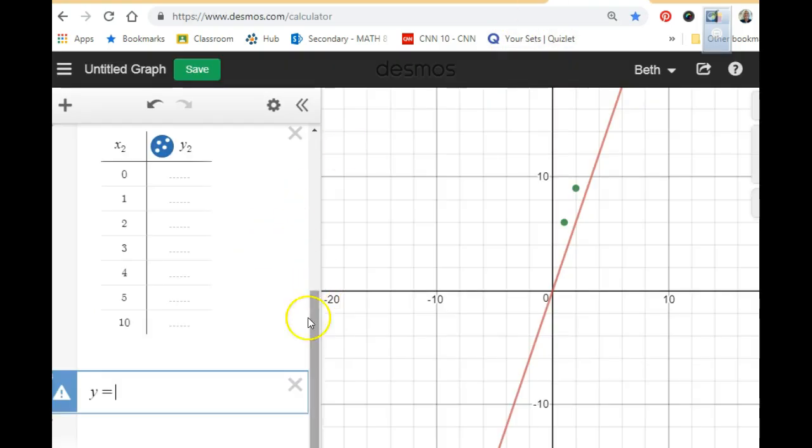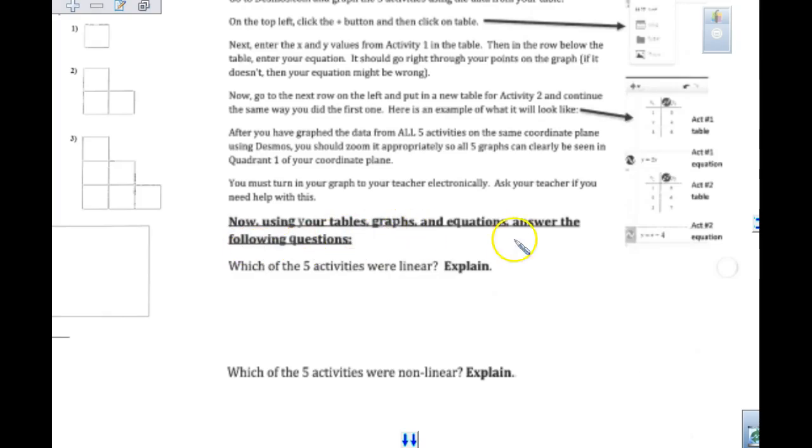So each one, put it in, show your work. It says, now looking at your tables, graphs, equation, answer the following questions. Which of the 5 were linear? You might have been able to tell me that just from looking at your tables. You might have been able from your equations. And then which ones are nonlinear? And the key thing here, more points are for the explanation. So use your time.